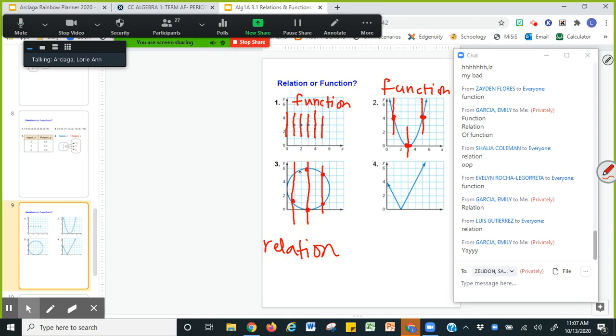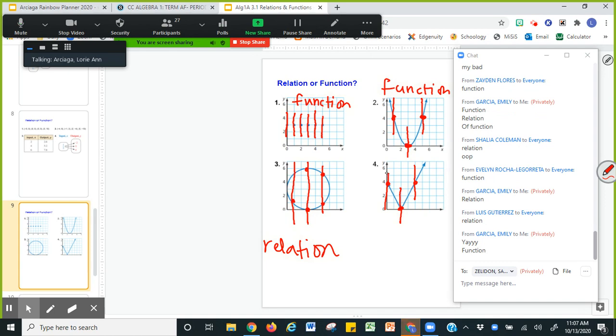Okay. And the last one. If I make a line here, that's one. If I make a line in the middle, that's just one touch right there. If I make a line here, that's also one point. It's a function. There you go. All right. So if every line crosses the graph once, then it's a function.